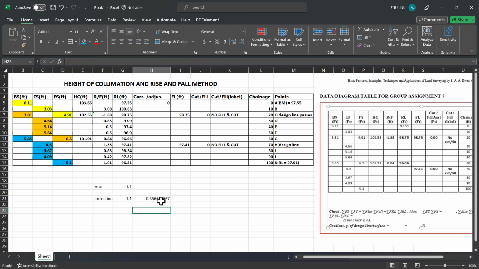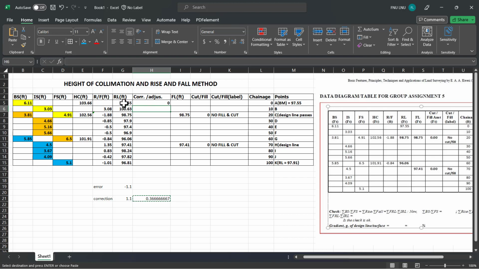So we got this value. So this value here is the error for the individual reduced levels. So now I have to add them. So let me compare this. So I'll start with my first change.